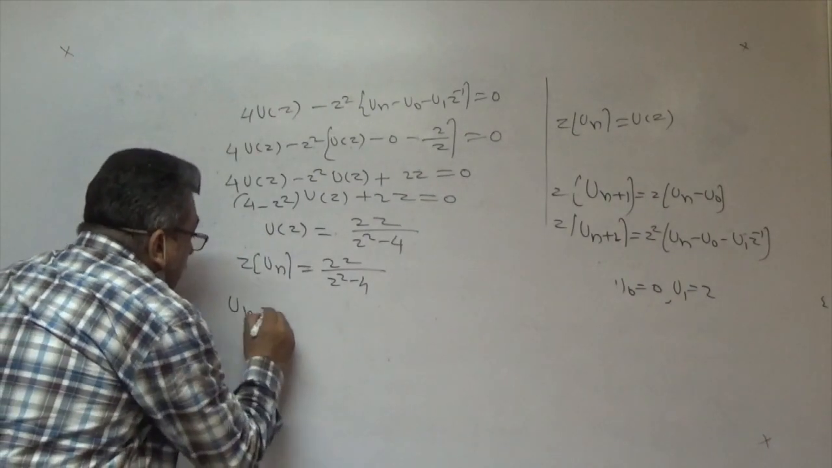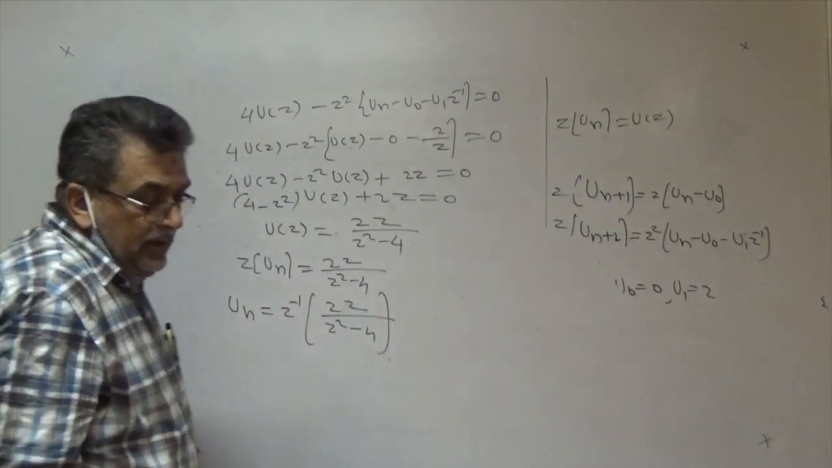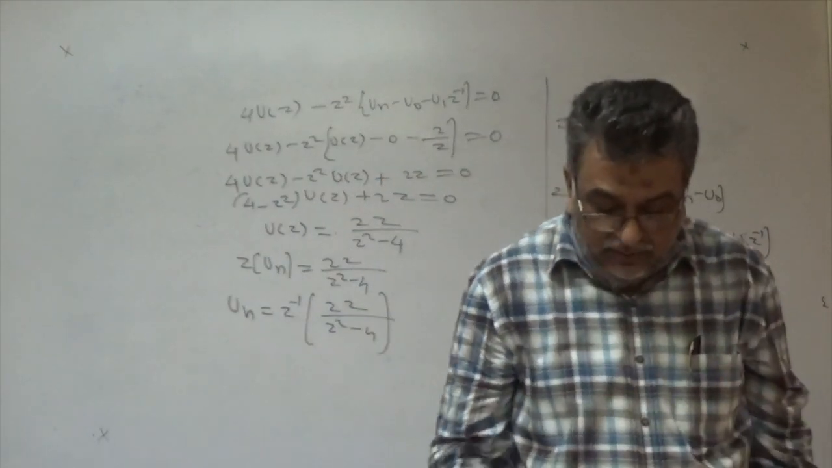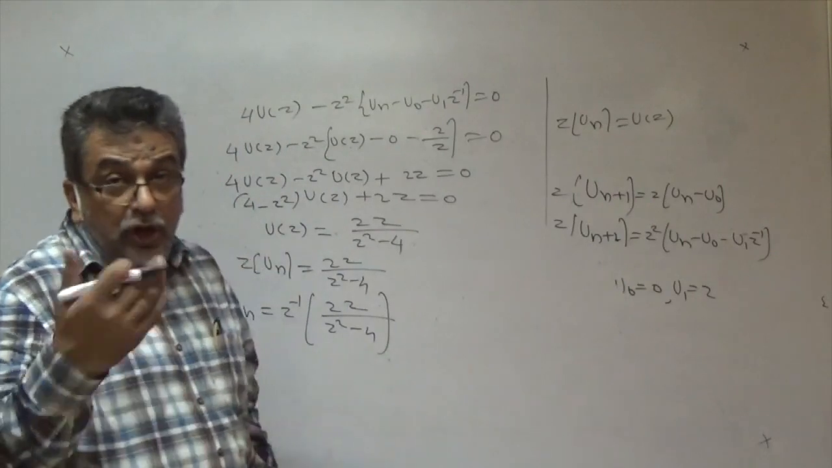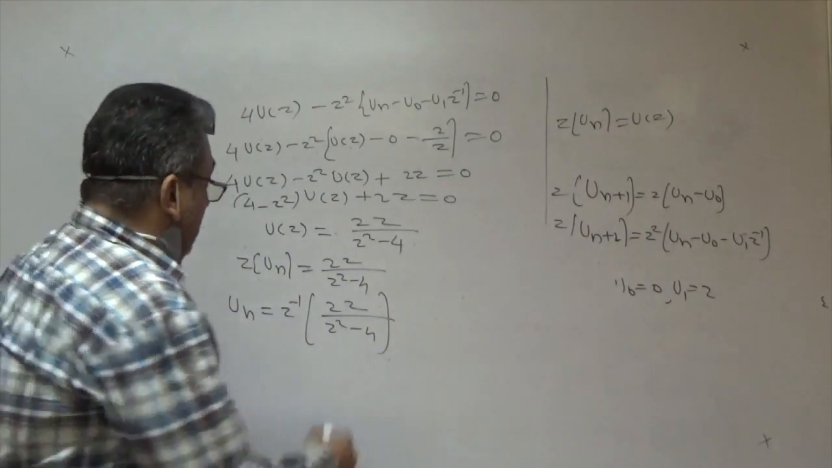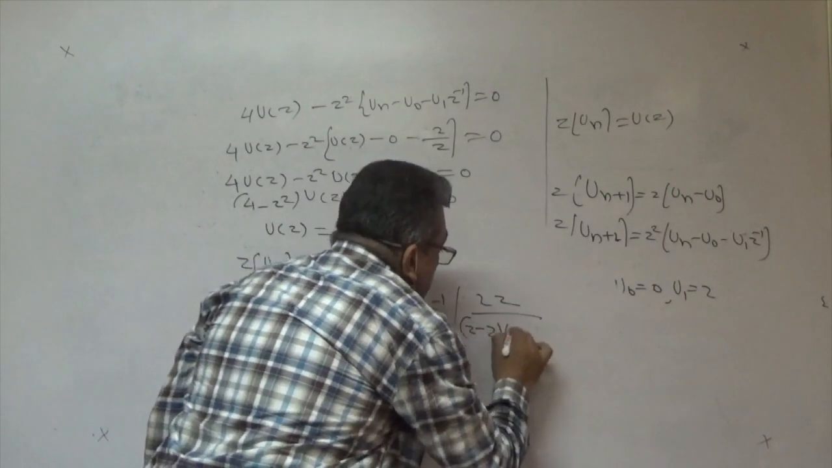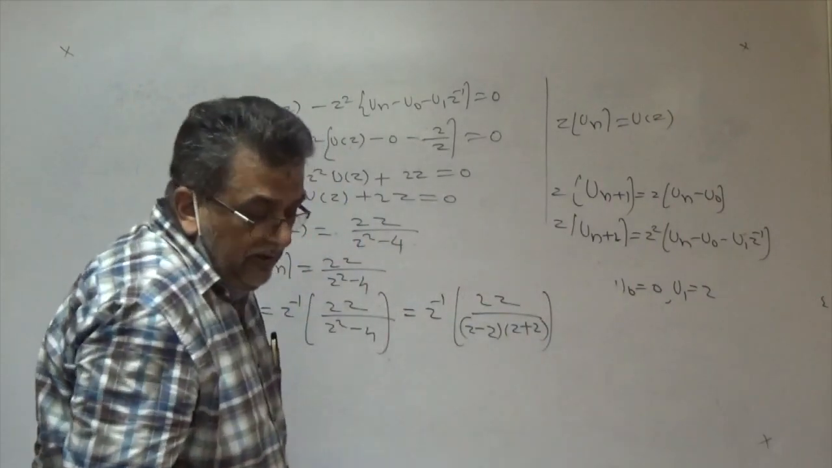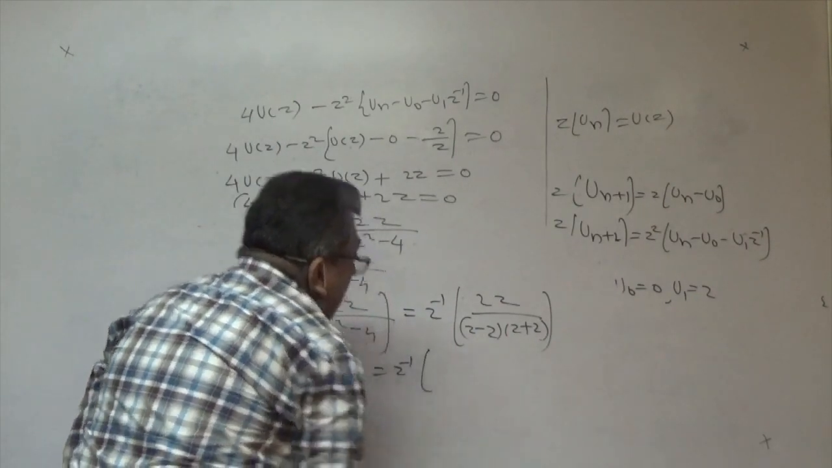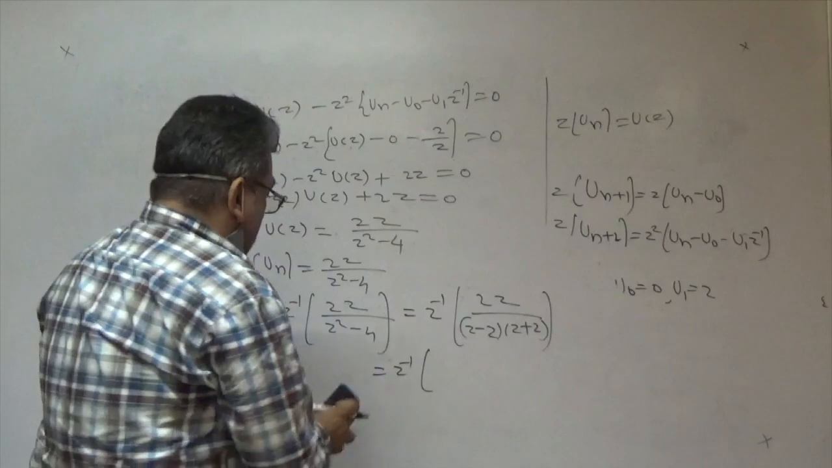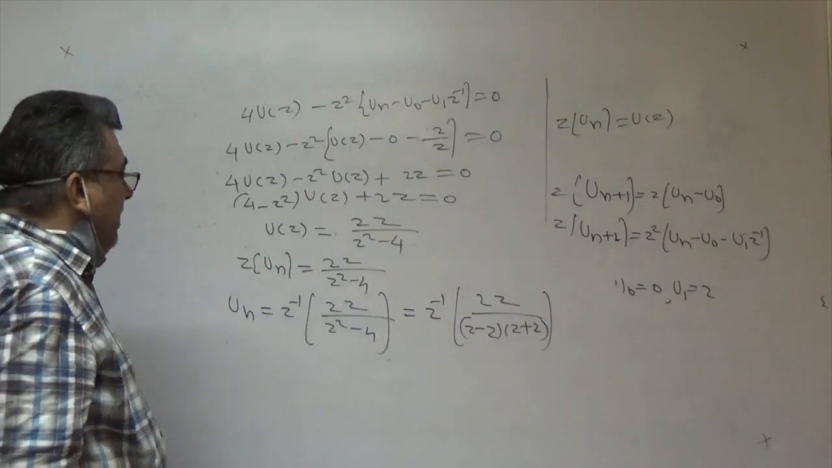Right? Then you have to calculate the value of u_n. So u_n, you know, is the inverse transform of 2z upon z squared minus 4. Now you have to calculate the inverse Z transform of this expression, and the value of the inverse transform will be your required solution of the difference equation. It can be calculated by partial fractions as you have done. Factorize this as z minus 2 and z plus 2. You can calculate it simply as you calculated inverse transforms. This is a very simple partial fraction.